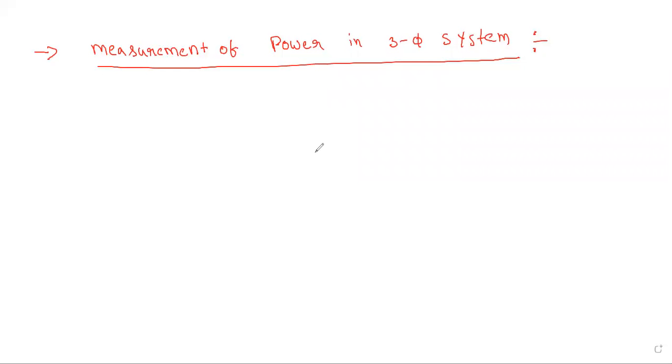Okay. So today we will discuss measurement of power in three-phase system. Can anyone tell what are the different methods to measure the power in three-phase system? Either star connection or delta connection.